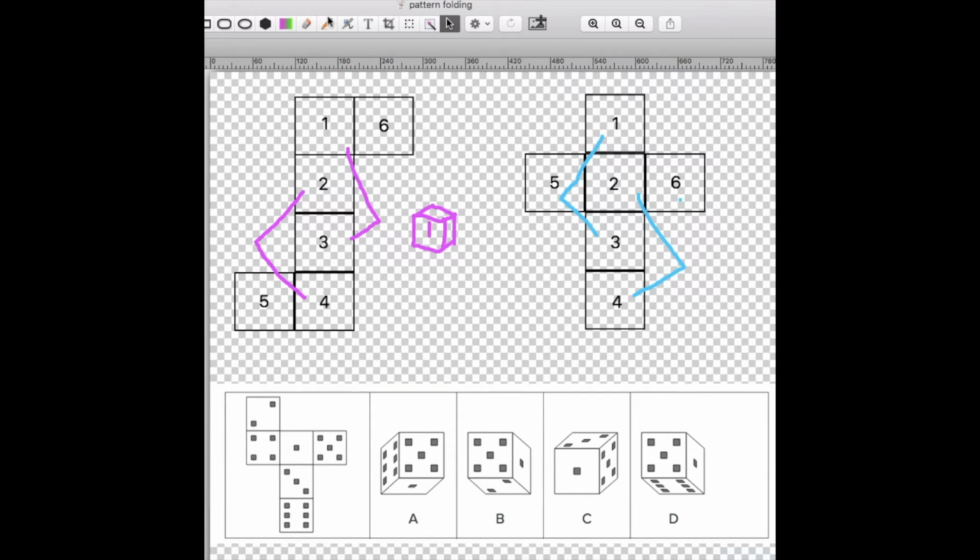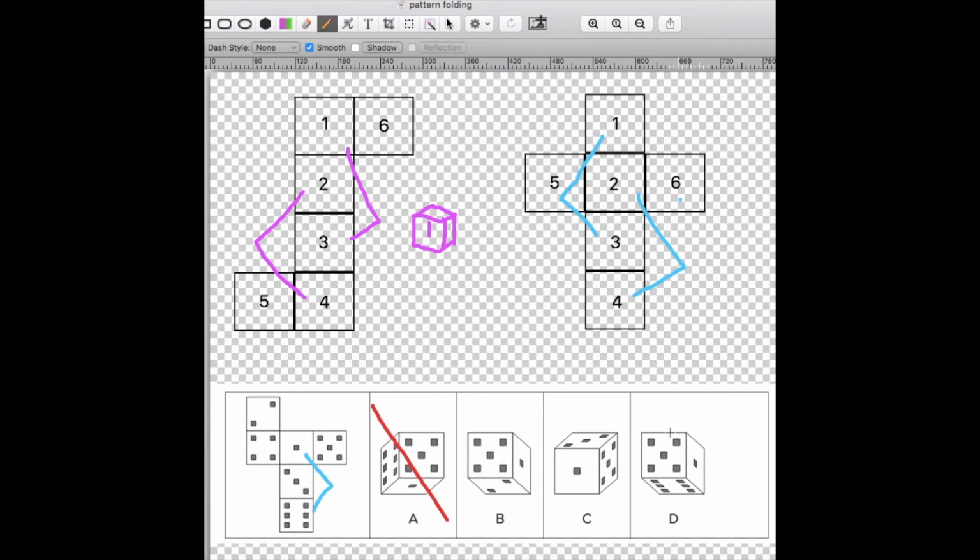The very first thing I'm going to do is look at it and say, okay, I know that 1 and 6 will not touch. So I go to my answer choices and see where 1 and 6 are touching those sides. I see that 1 is right here and 6 is right here. But I know that 1 and 6 shouldn't touch. And then there's 1 and 6 right there. So we can cross out answer choice A.